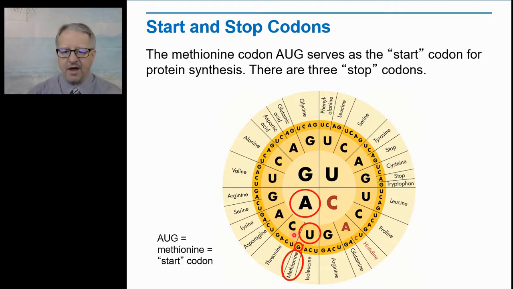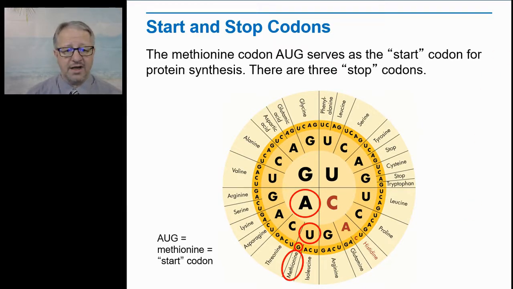Now, following the start codon, the mRNA is going to be read 3 bases at a time until it reaches one of 3 different stop codons. So instead of a start codon like methionine or AUG, we are now talking about stop codons that actually end translation. So let's see if we can find some of these stop codons. Let's find all 3 of them.